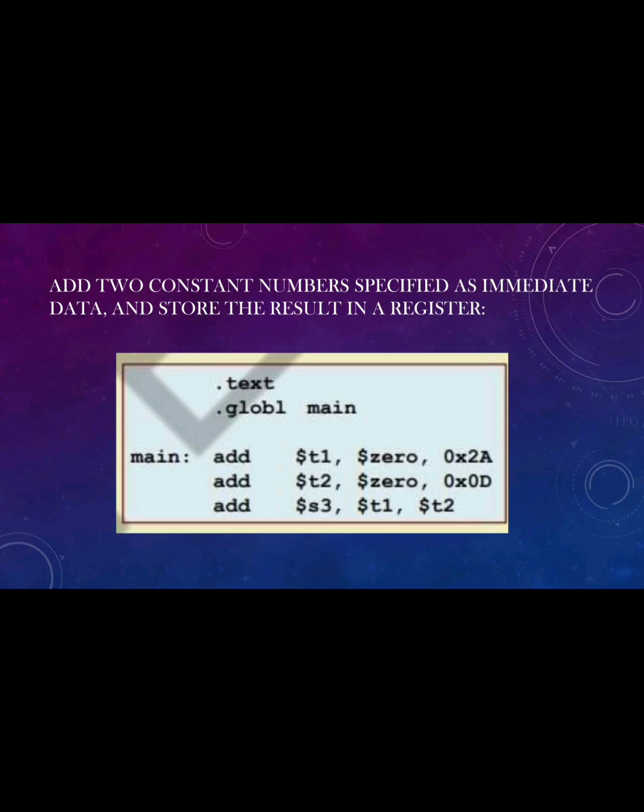Example, that is add two constant numbers specified as immediate data and store the result in a register. Here the .text, .global main remains the same, and in main it is addi $t1, $zero, 0x2A. That is, $t1 is the destination register, $zero is a register that always holds the value 0, and 0x2A, that is a particular value, is the hexadecimal value for 42 in decimal. This means the instruction essentially loads the immediate value 42 into register $t1 by adding 0 and 42 together.